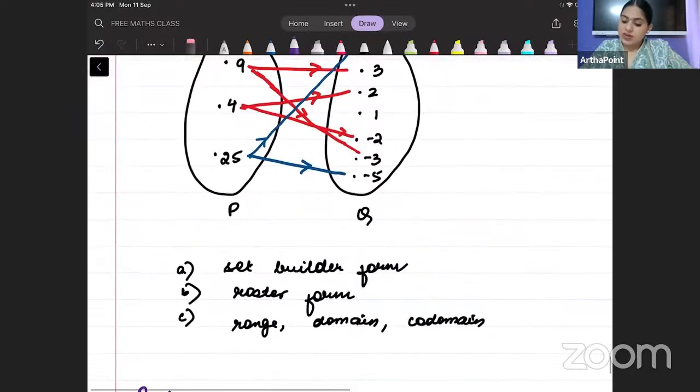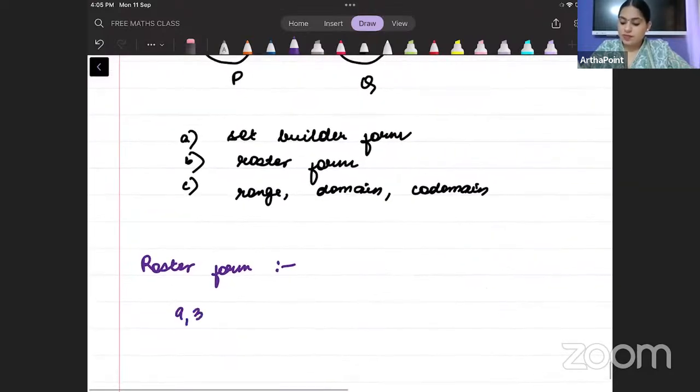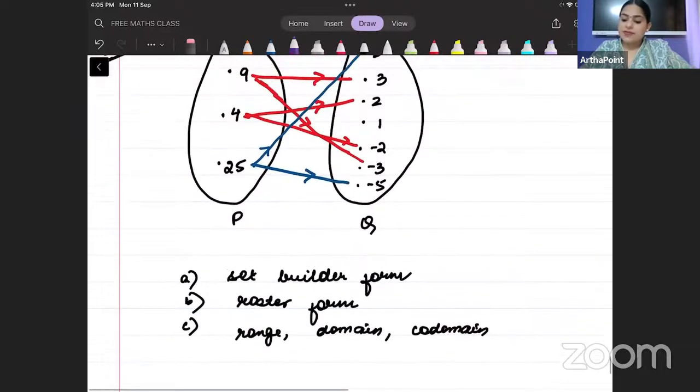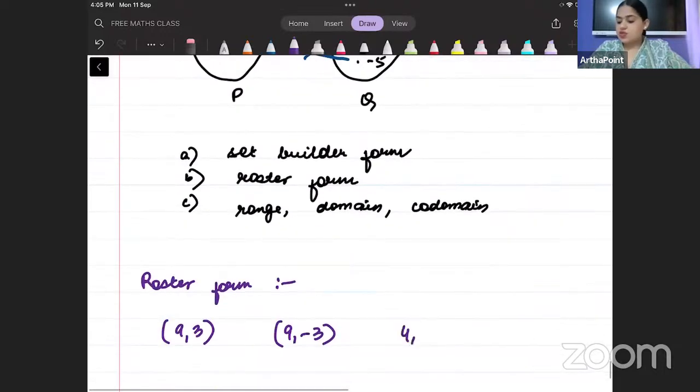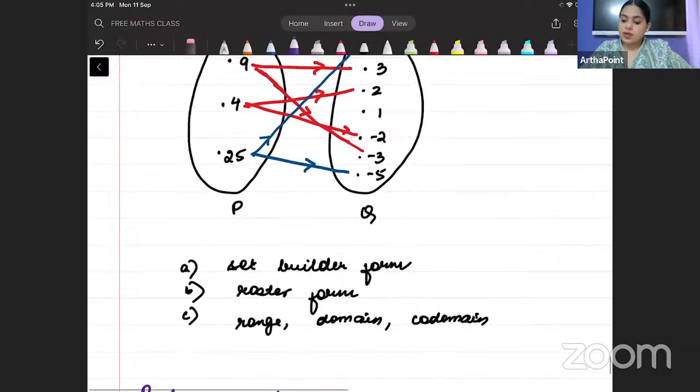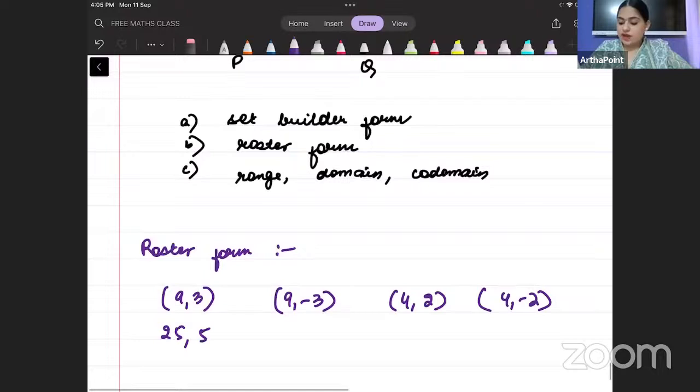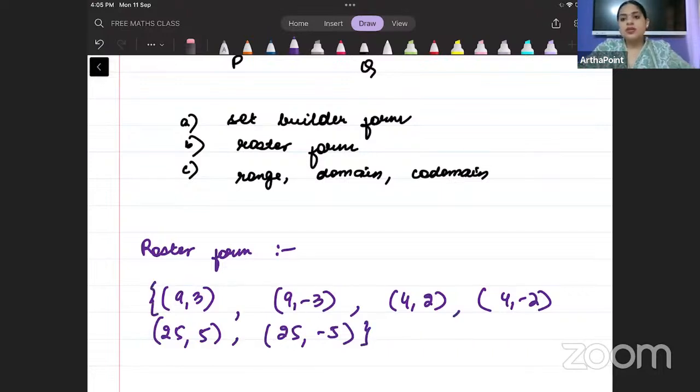So beta, 9 is linked to 3. 9 is linked to minus 3. Right? Beta, 4 को मैंने link किया 2 से and minus 2 से. 4 is linked to 2. 4 is linked to minus 2. Beta, 25 is linked to 5. And 25 is linked to minus 5. So this will be my roster form.